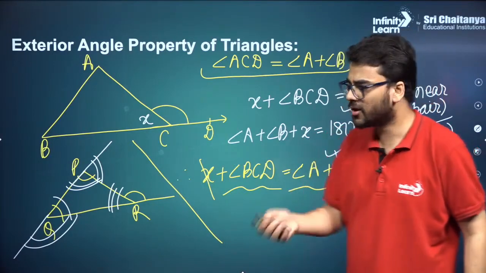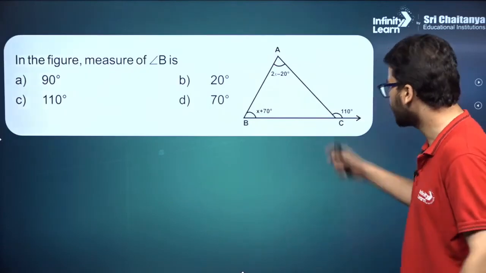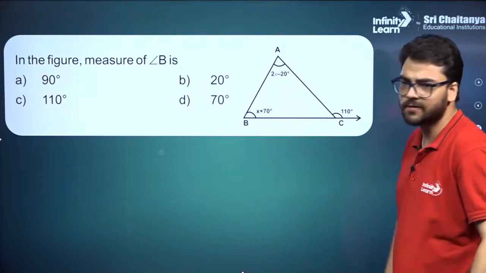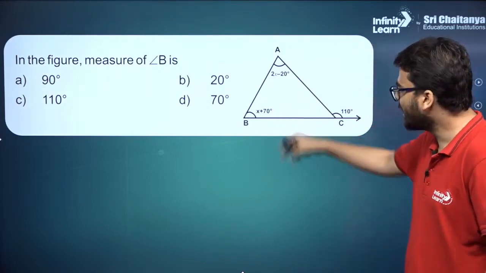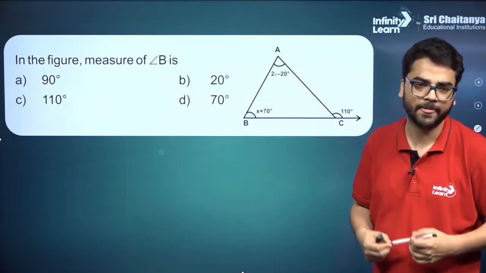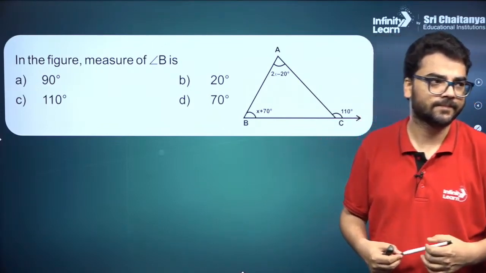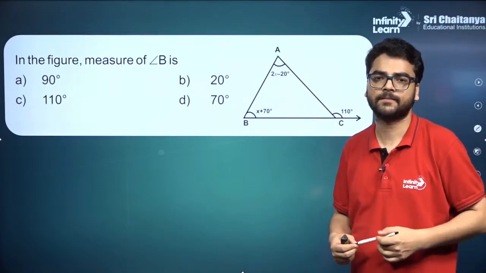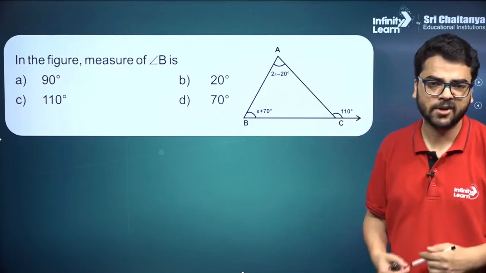I hope this is clear. So let's move on to the next things over here. So first, let's do a basic question. Can you try doing this one and let me know the answer, guys? It's a simple question on the basis of the exterior angle property. So you have to find the angle B over here. Try doing this one and let me know the answer in the chat.